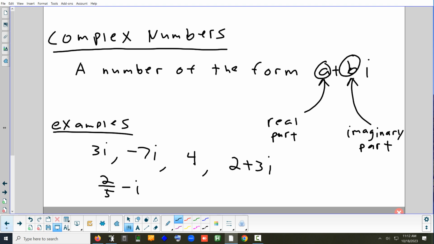Think of complex as just like the big umbrella. Here's another complex number. The real part is 2/5, and the imaginary part, if you don't ever see a number in front of i, you can always pretend like it's a 1. So any questions on the way that we write a complex number? Real part, then imaginary part. And those are all different examples.